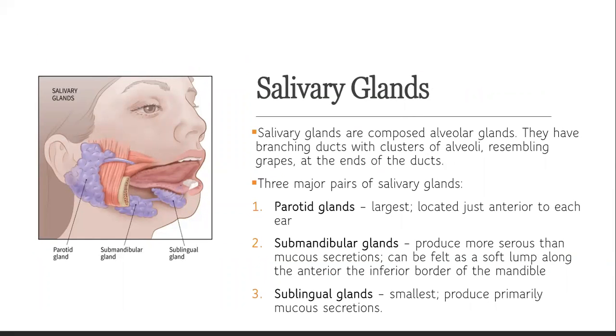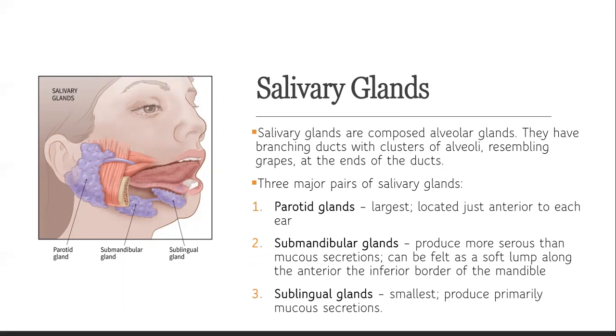Then we have our salivary glands. Alam nyo naman, when we say salivary glands, they are the ones responsible for making our saliva. The salivary glands are composed of alveolar glands. They have branching ducts with clusters of alveoli resembling grapes at the ends of the ducts.